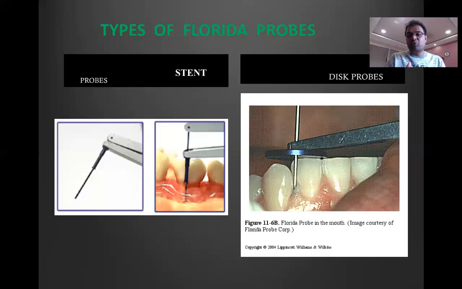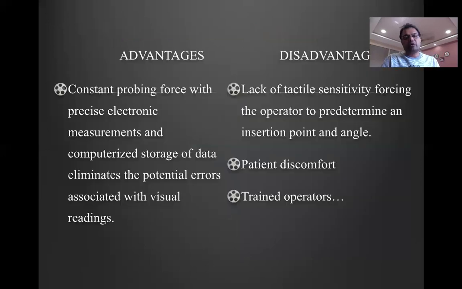the right area. So what this electronic device did was tell me how to probe and replicate the same point of probing, and then tell me whether there was a reduction in the pocket due to shrinkage of the tissue or due to bone growth or regeneration from the bottom. So that was the advantage of the Florida or electronic probe. The advantages being constant probing force with electronic measurement, and automatic storage of data. I don't have to worry about it.